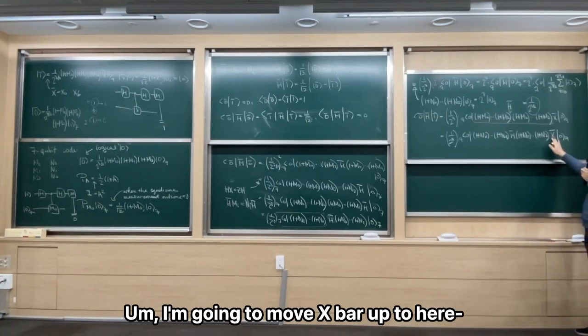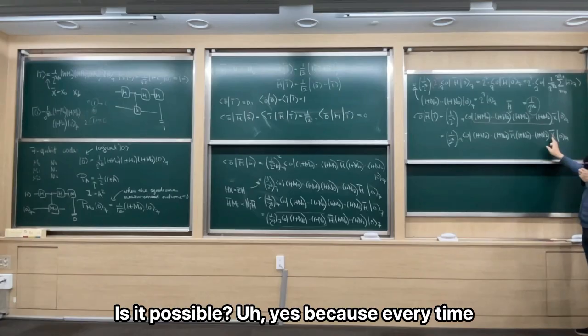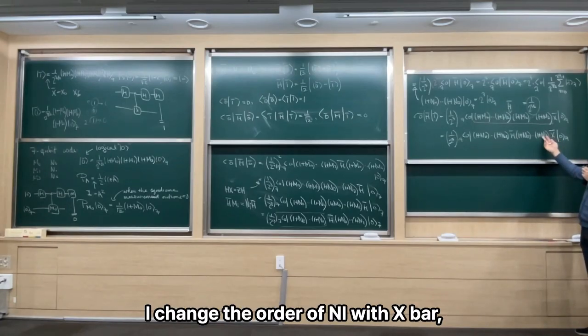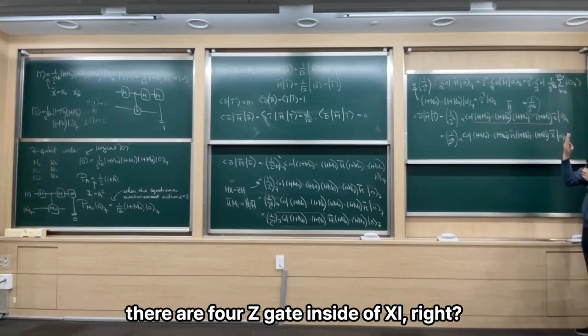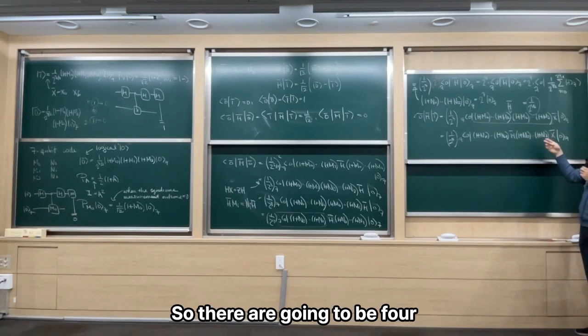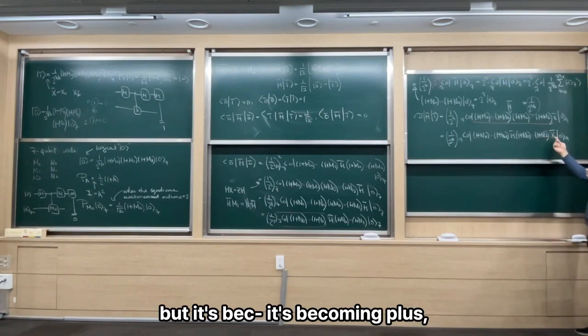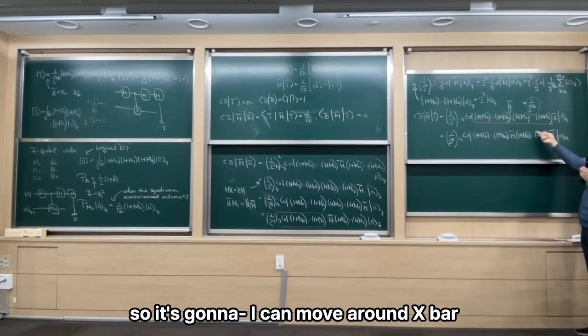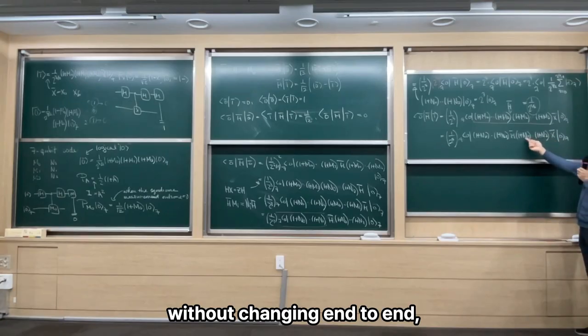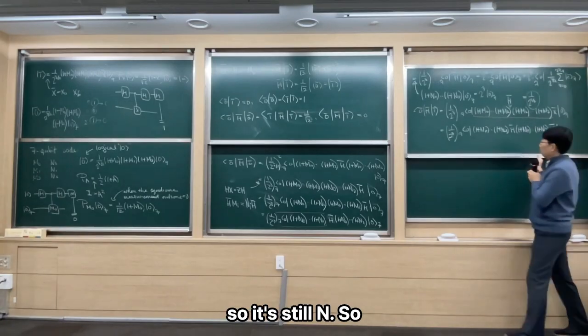And then what? I'm going to move x bar up to here. Is it possible? Yes. Because every time I change the order of ni with x bar, there are 4 z8 inside of xi, right? So there are going to be 4 minus 1 applied, but it's becoming plus. So I can move around x bar without changing n to m. So it's still n.